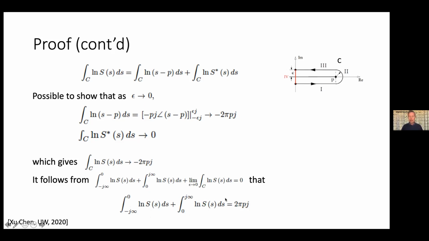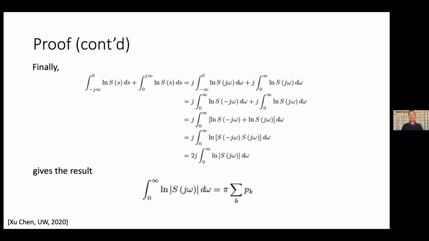So what is left now is just to see that the left-hand side is equal to that integral of the logarithm of the magnitude of S. And that's just a few steps of analysis here, which you see is straightforward. So that now gives us this result for a single pole P.